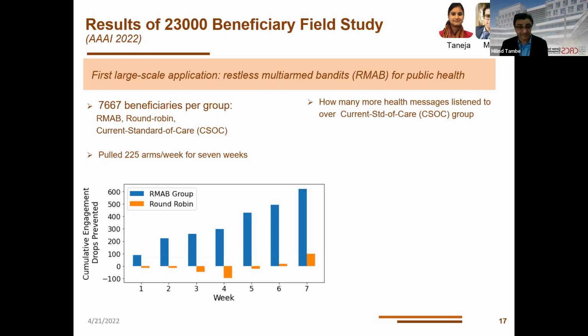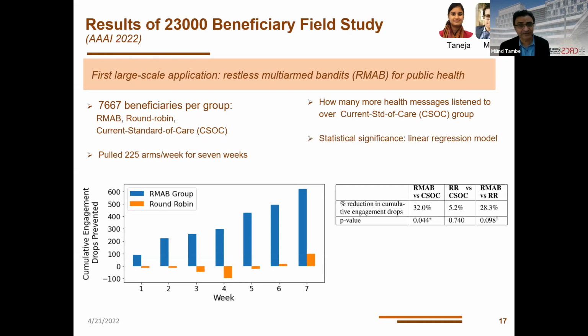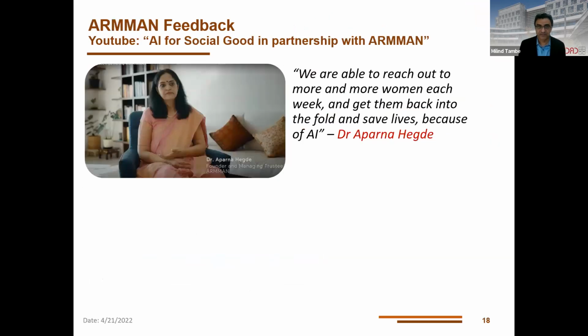What we find is that the restless bandit group at the end of 7 weeks, more than 600 more messages were listened to compared to the current standard of care, whereas in the round robin group, there's hardly any improvement. In fact, if you look at statistical significance with the restless bandit versus current standard of care, the difference is statistically significant. With round robin versus current standard of care, it is not. What this shows is that you have to be careful, strategic in choosing who to call using service calls in order to get benefit out of these service calls.